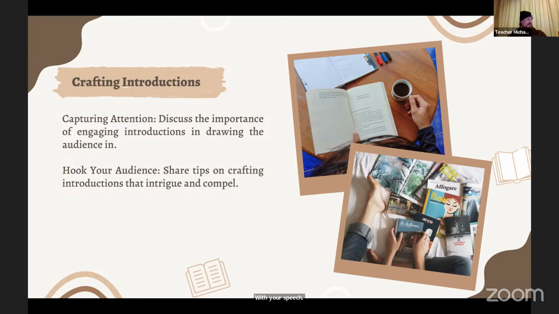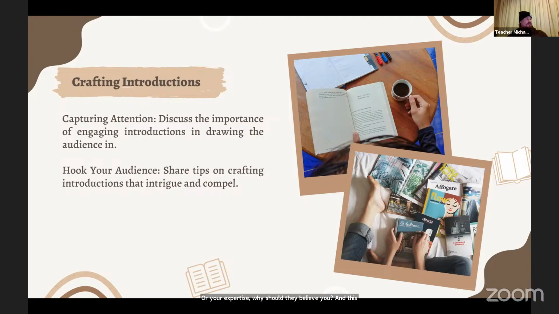Again, you want to establish credibility, so using your ethos. So establish credibility. That's whether you share your qualifications, or share your experience, or your expertise. Why should they believe you? And this is going to help to build trust with your audience.